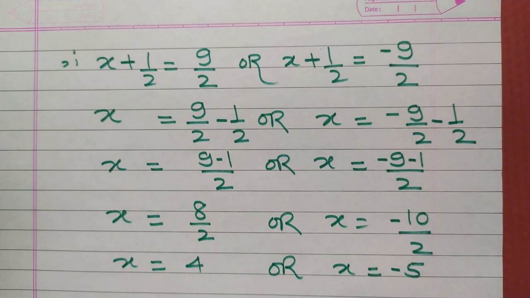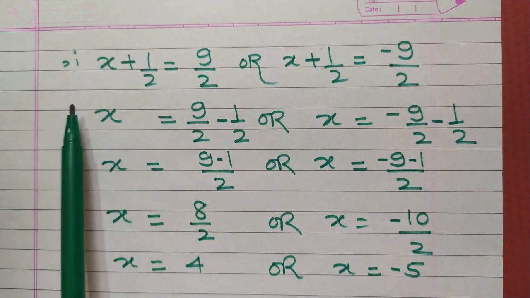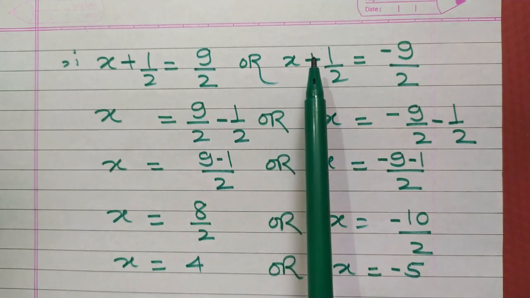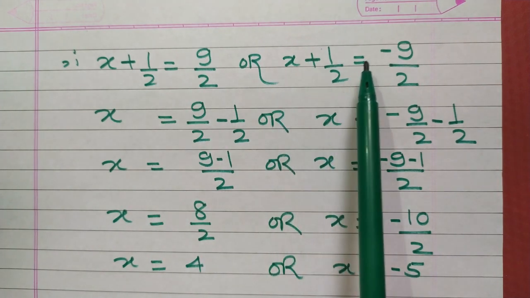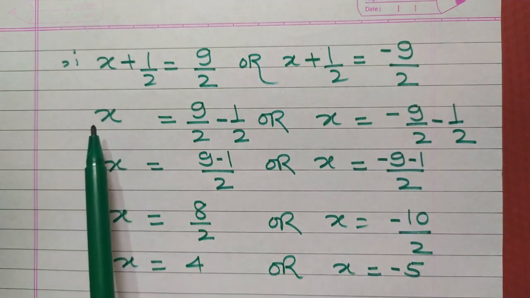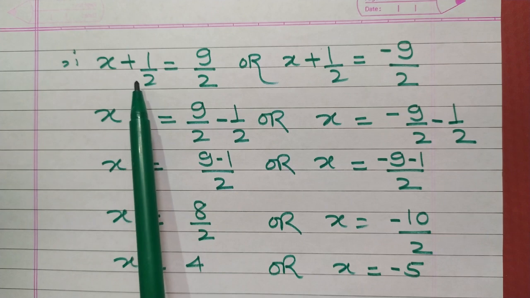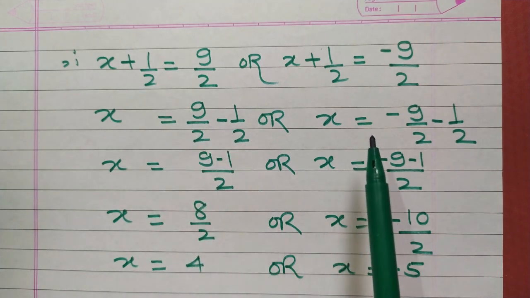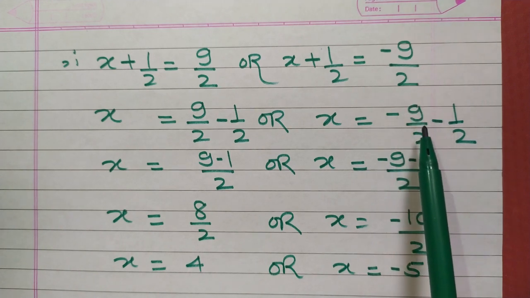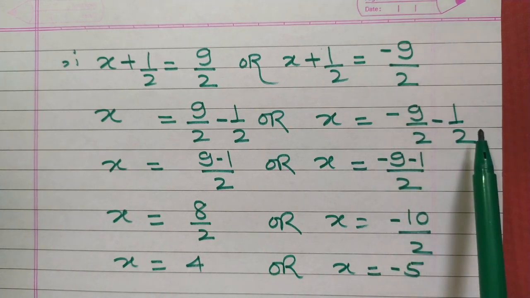So that shows that either x plus 1 upon 2 is equal to plus 9 upon 2, or x plus 1 upon 2 is equal to minus 9 upon 2. Therefore, what will be x then? x will be 9 upon 2 minus 1 upon 2, or x will be equal to minus 9 upon 2 minus 1 upon 2.